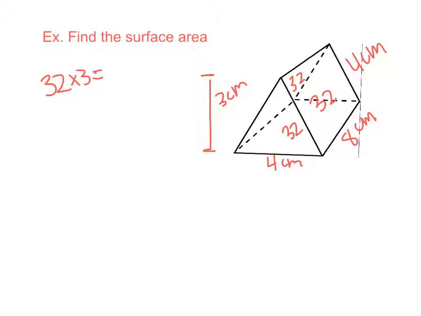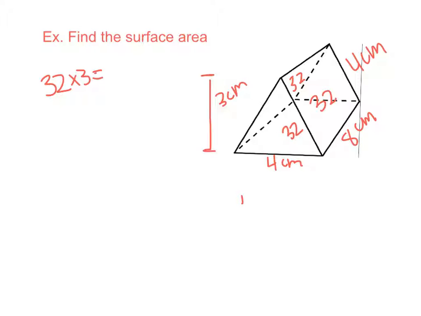Now I need to find the area of my front and my back triangles. Okay? Now remember, it's not base times height. But here it's going to be base times height divided by 2. So I have my base of 4.